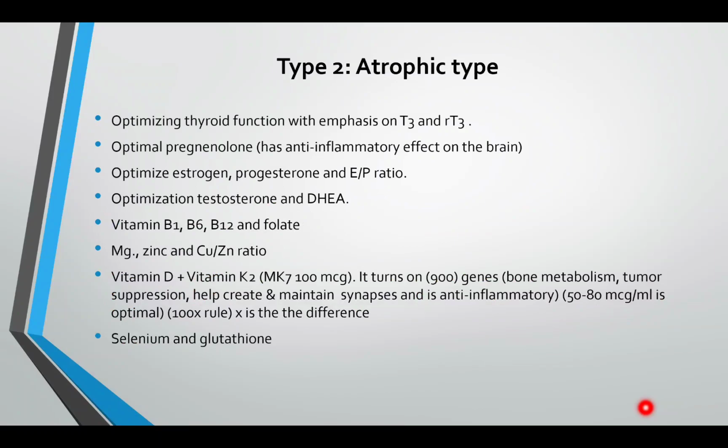Now we go into type 2, the atrophic type, which happens when there is nutrient deficiency. Then the brain nutrients, the nutrients that feed the brain cells. These nutrients have been found to be the hormones, the vitamins, and some of the minerals.